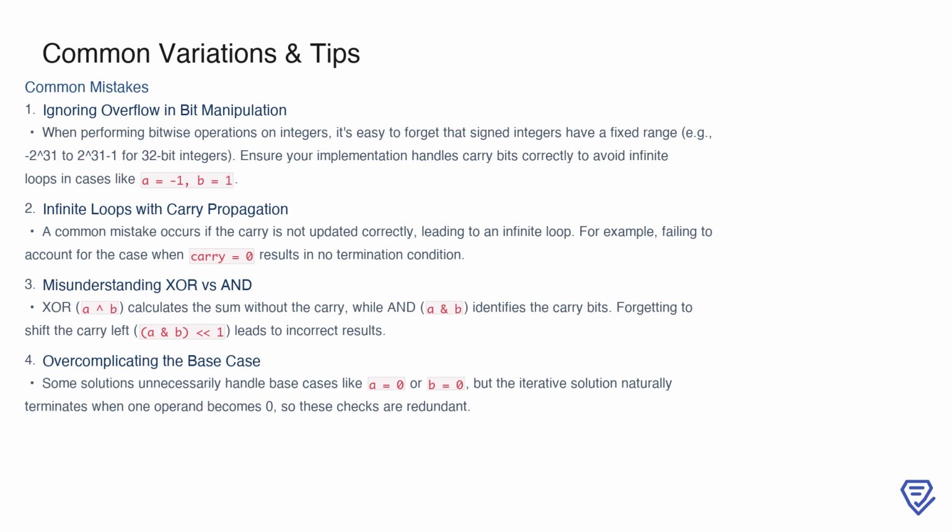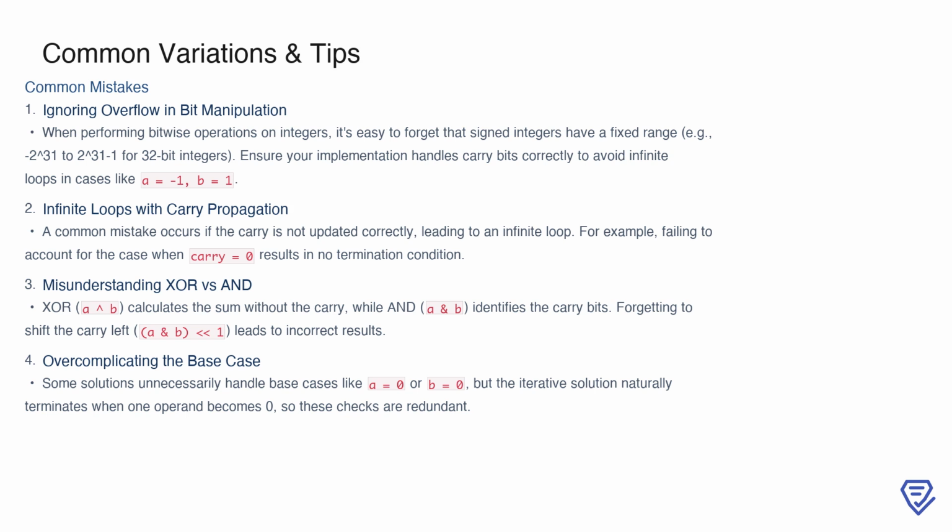When working with bit manipulation to solve problems like adding two integers, there are a few common mistakes to watch out for. First, remember that signed integers in most systems have a fixed range, such as -2^31 to 2^31-1 for 32-bit integers. If you don't handle carry bits properly, this can lead to overflow or even infinite loops. For instance, if you're working with values like a equals -1 and b equals 1, failing to manage the carry correctly might cause your solution to get stuck in a loop.